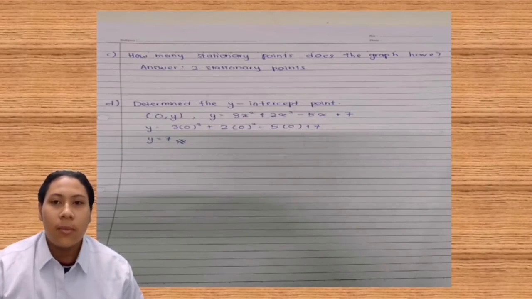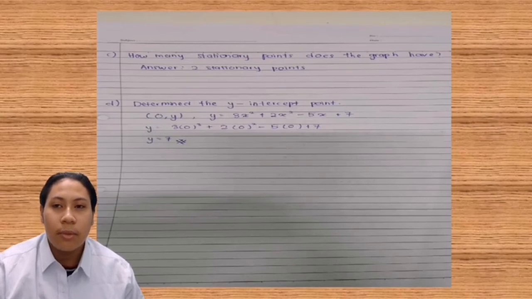How many stationary points does the graph have? The answer is 2 stationary points.